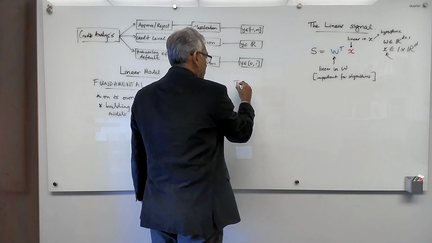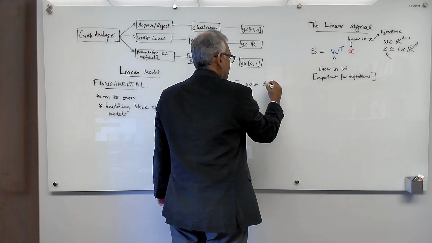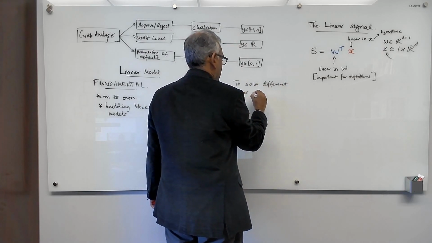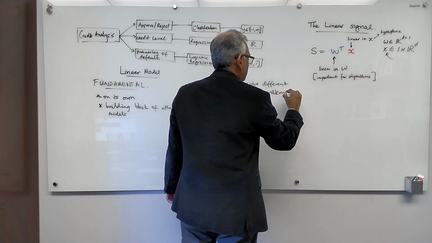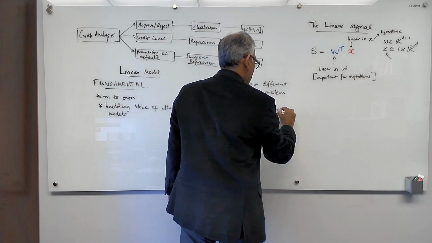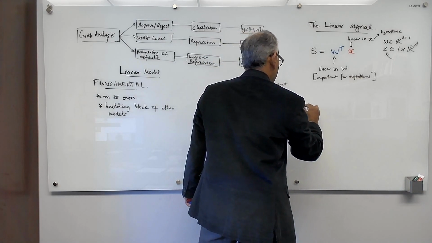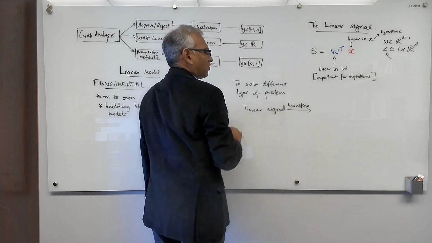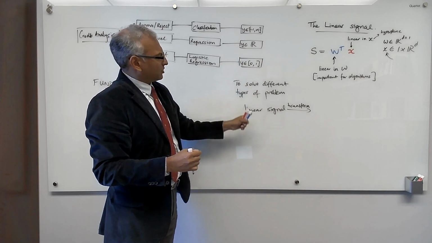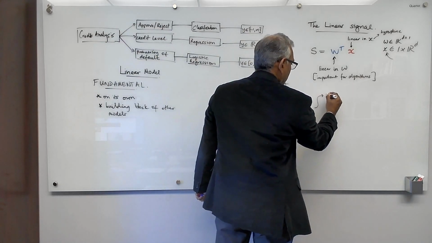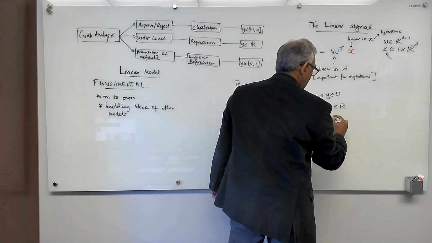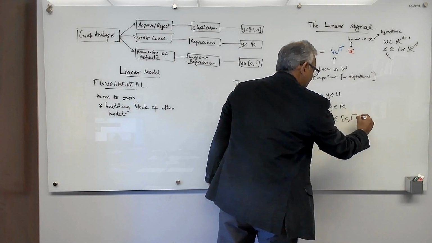So to solve different types of problem, what do we do? We take the linear signal and transform it. And by transforming it in the appropriate way, we can produce an output of the type that we need for the different kind of problem. So we produce an output either y in plus or minus 1, y in the real numbers, or y in the interval 0 to 1. And the transformations are pretty easy.